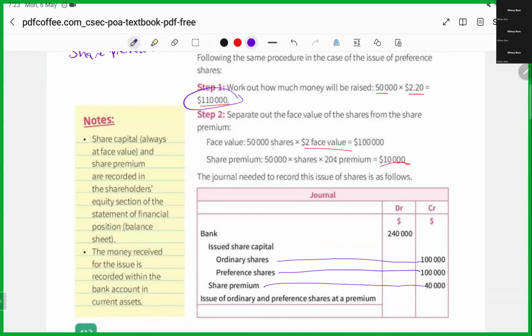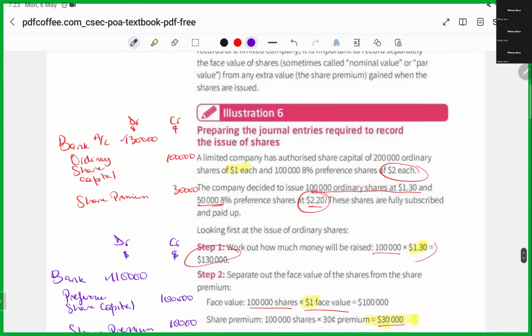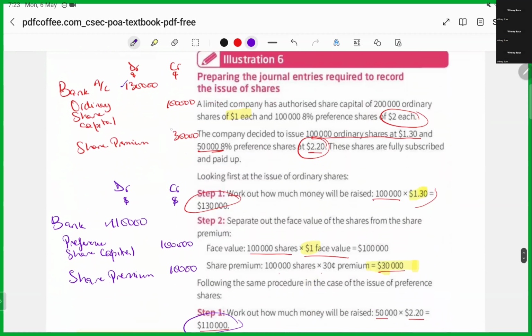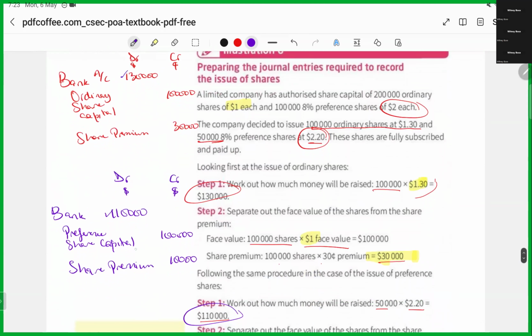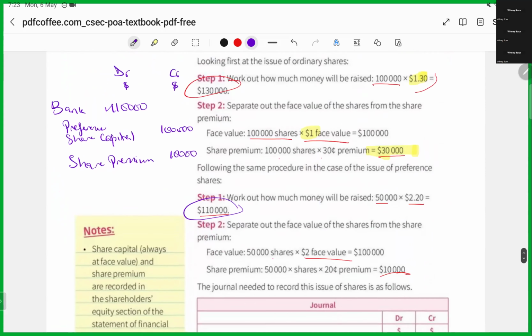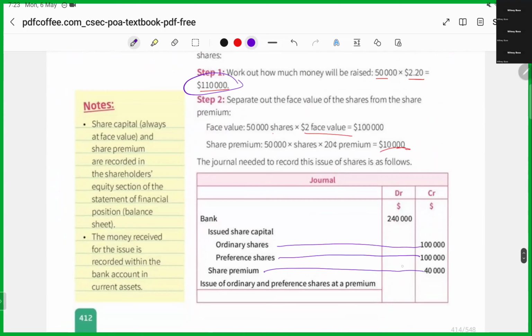And share premium, 40,000. Where is this 40,000 coming from? Share premium got a credit of 30,000 in relation to our ordinary shares, and then another credit of 10,000 in relation to the issue of our preference shares. That is a total credit of $40,000 to our share premium account. You realize we couldn't add the ordinary shares and the preference shares. You have to record them separately, to show them separately. And this right here is our narration, which basically explains what this journal entry is saying, which is the issue of ordinary and preference shares at a premium.